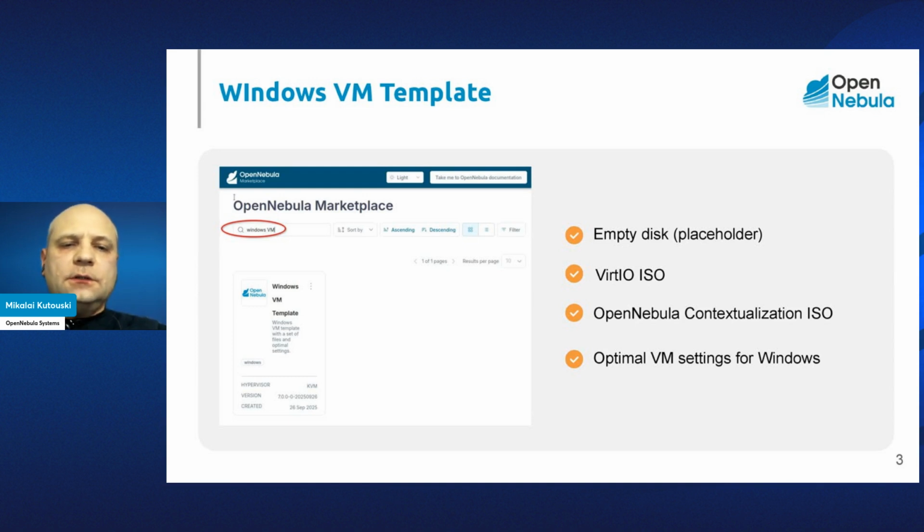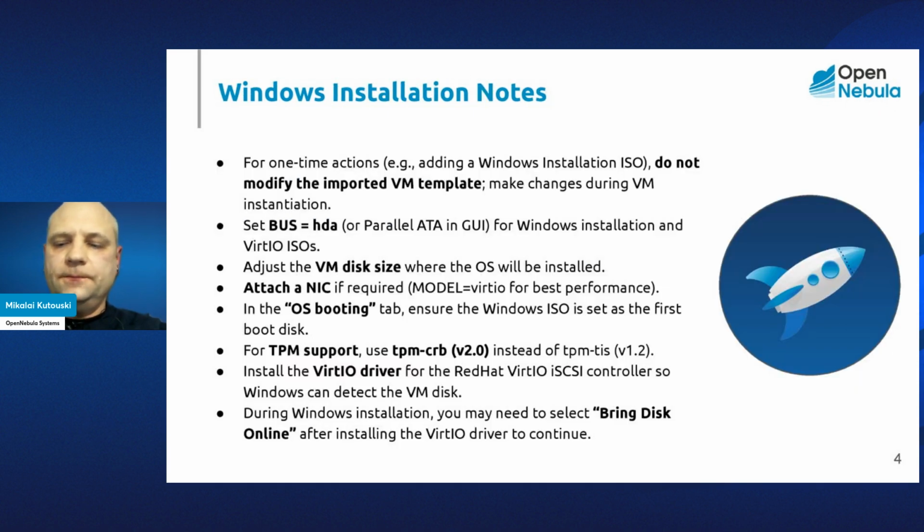You can check this image online if you go to marketplace.opennebula.io, and in the search bar you input Windows VM. You will find this template, which is present on the screen. Or you can open your OpenNebula cloud web interface, Fireedge, go to Storage and Apps, and enter the same Windows VM in the search bar, and you'll find it there, and you can import it into your OpenNebula cloud.